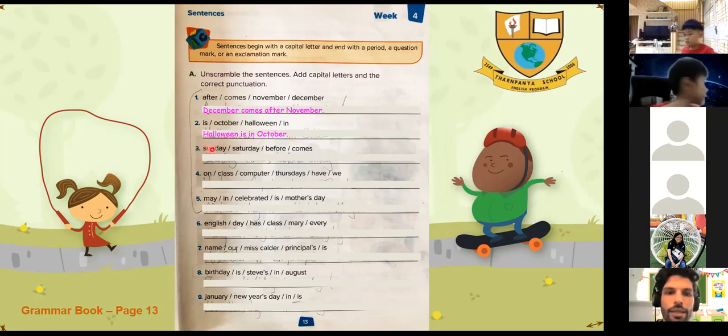Now we have the words Sunday, Saturday, before, comes. So what's the right order? Saturday comes before Sunday. All right, very good. And how do we write Saturday? What do we use at the beginning? Capital letter. And what about Sunday? What do we use at the beginning? Capital letter. Okay. And next question, at the end of the sentence, what do we need to write?